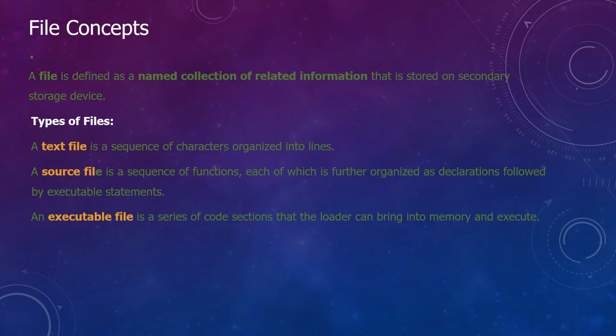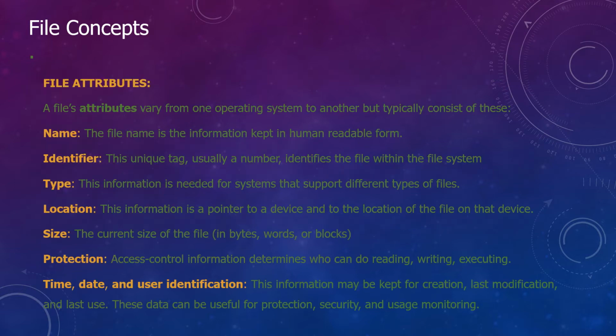And the next type of file we have is executable file. An executable file is a series of code sections that the loader can bring into memory and execute. So we call that an executable file. The compiled version of your source file, we can call an executable file. Only the executable file is required to execute the program. You don't need to have the source program. So by having an executable program, you can load and execute it. So these are the various types of files.